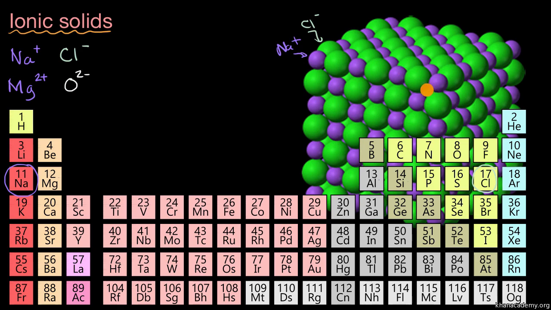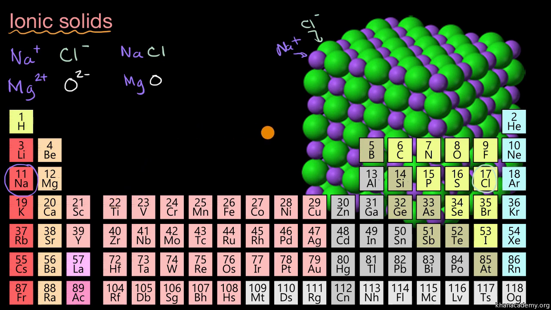So let's think a little bit about their properties. So first of all, let's think about the melting points. So these solids, the electrostatic attraction between these ions is strong, and so they tend to have high melting points. And what if we were to compare melting points between ionic solids? So for example, if you wanted to compare the melting point of sodium chloride to the melting point of magnesium oxide, which one do you think has a higher melting point? Pause this video and think about it.